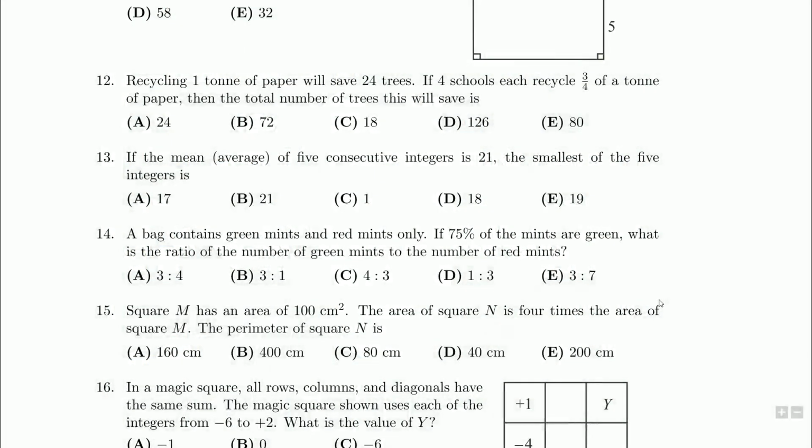So here's question number 13. If the mean, or average, we usually say mean in math, of 5 consecutive integers is 21, then the smallest of the 5 integers is... Okay. So we want the smallest of the 5 integers. I'm going to give that a name. I'm going to call him S for smallest.